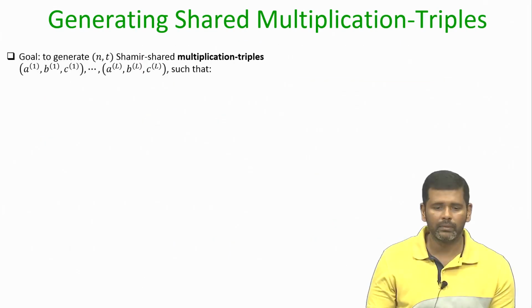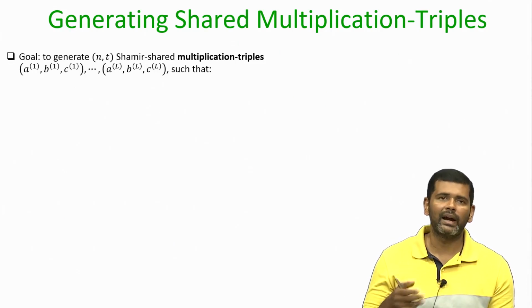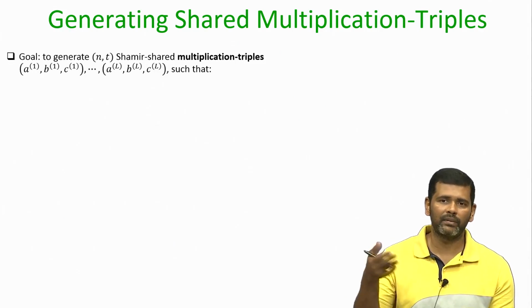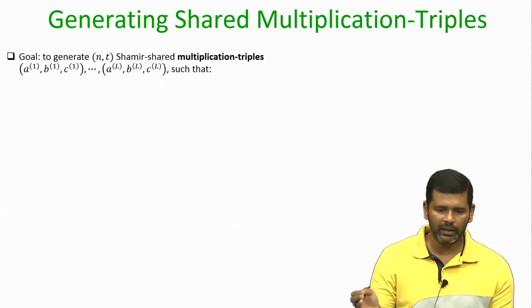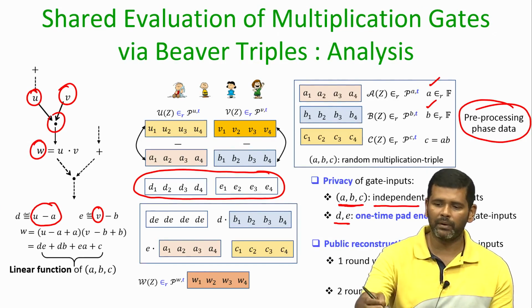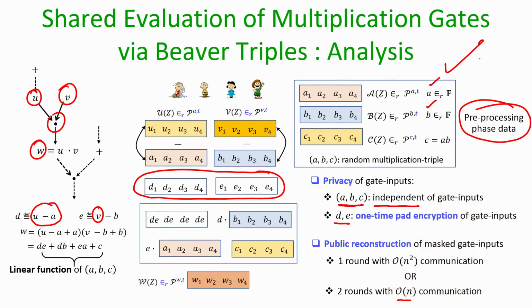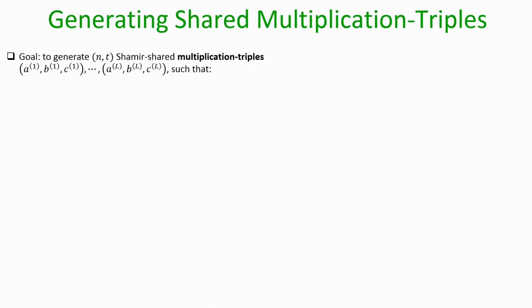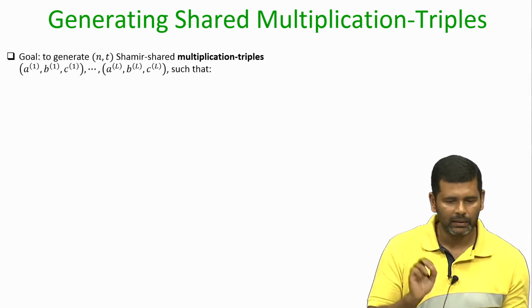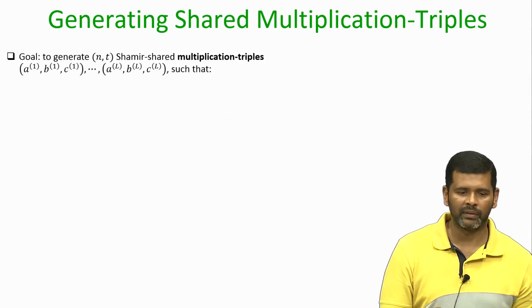So, now we have to understand how exactly we are going to generate that pre-processing data. The whole thing works under the assumption that this pre-processing data is given to you, but how exactly do you generate it? There is no trusted third party who is going to come and produce this pre-processing data for you. It is the parties only who have to do the computation collectively and generate the pre-processing data. So, now we will see the pre-processing phase of the protocol.